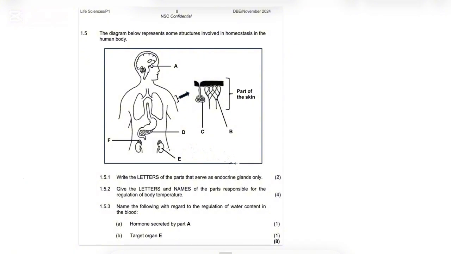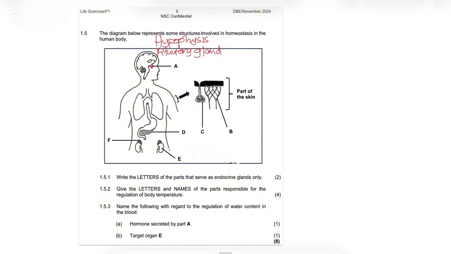Part A is this little structure that we have here. This little structure is called the pituitary gland. The pituitary gland is also known as the hypophysis. The pituitary gland actually produces hormones only. We need to note that it produces hormones only and nothing else.